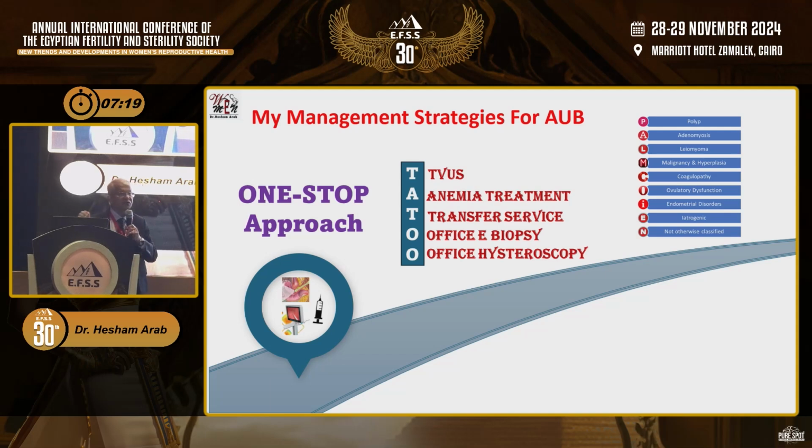T is for transfer services. Here, sometimes if you have a young girl, a teenager, and she has anemia and heavy periods, she more likely might have von Willebrand disease. So you have to transfer her to a hematologist. And then for the O, you use the office biopsy. If you have an older patient in her late 40s or in the 50s, or postmenopausal, maybe the appropriate thing to do is just the Pap test. And of course, you do the office hysteroscopy if you have it in your office.